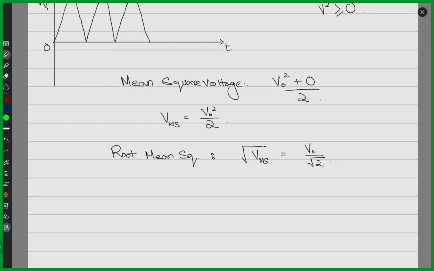Any questions so far? Is the concept of a root mean square voltage clear? Yes. Okay. All right.